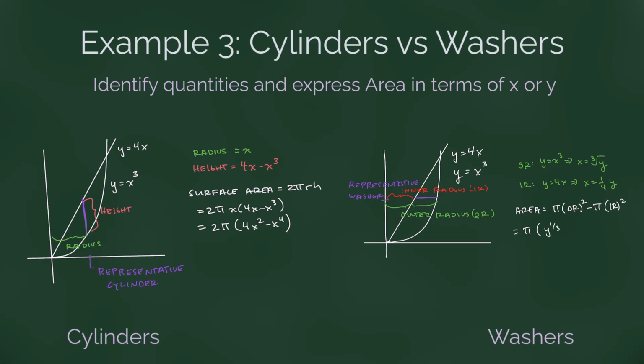And that's going to give us pi times y to the 1/3 squared minus pi times 1/4 of y squared, which is pi times y to the 2/3 minus y squared over 16.